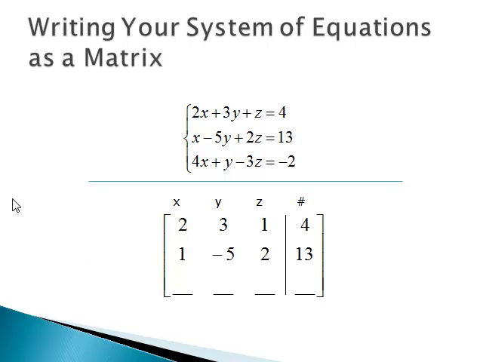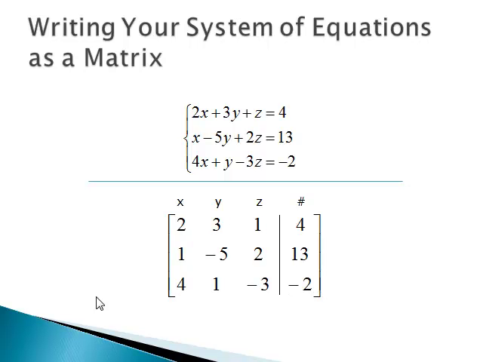The second equation here, again, where it's just x, there's a 1 that's assumed to be in front of it. That minus 5, the negative stays with the 5 as part of the y coefficient. The z has the 2, and the number column has the 13. In the final row, we have the 4 in front of the x, again, the implied 1 that's in front of the y, a negative 3 in front of the z, and then the negative 2 that's after the equal sign on the other side of the equation.